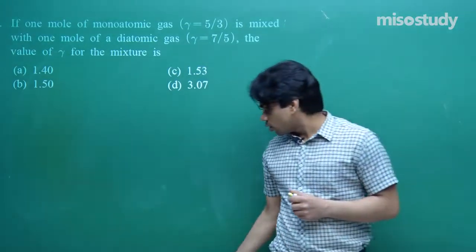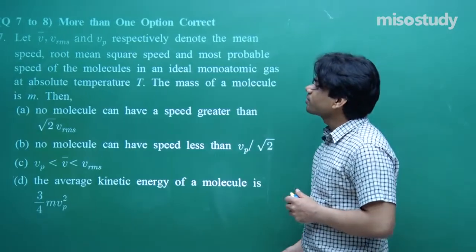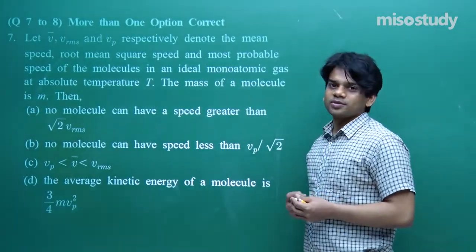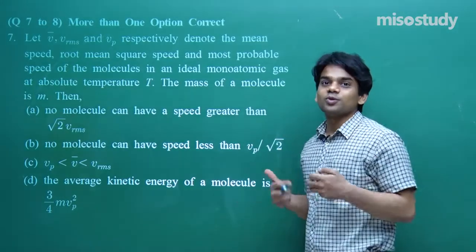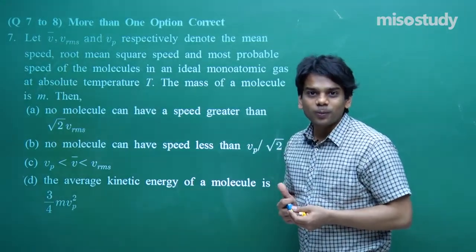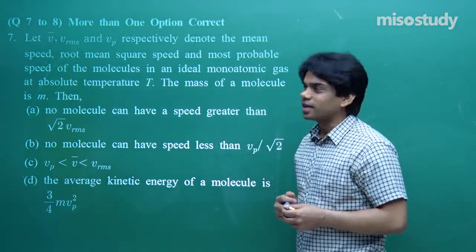Next question of the class, question number 7. Now this is more than one option correct, so we need to be cautious enough to choose which of the options are best suited for the answer.